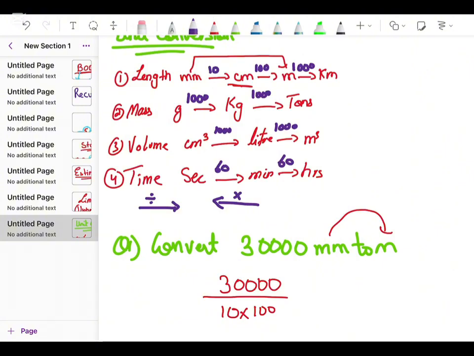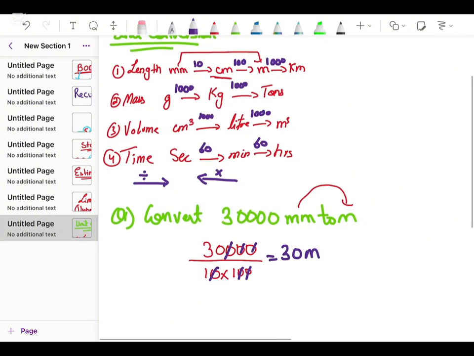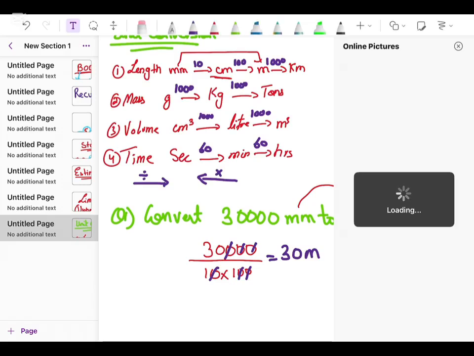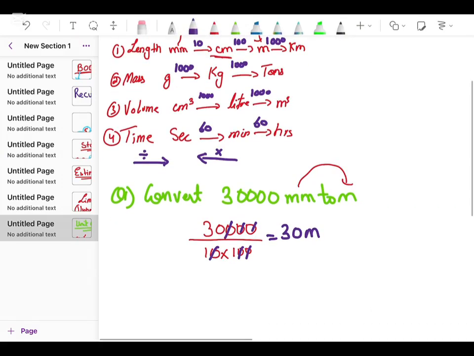Now we will simplify this. The zeros will be cancelled out. So the final answer will be 30 meter. I hope everything is clear. That's a very simple question. You will see one more question. We will see one more part.